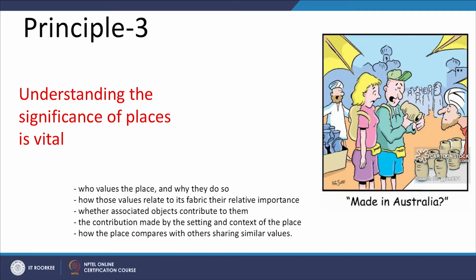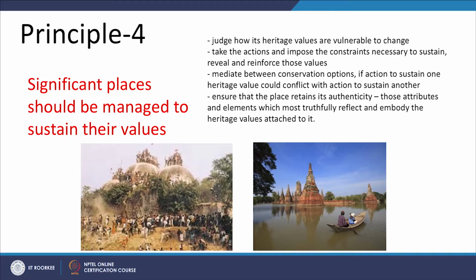The contribution made by the setting and the context of the place, and how the place compares with others sharing similar values. For example, I just told you how Chanderi, Benares, Venkatagiri and Kanjipuram are all known for sari making, but they still compare themselves by their own unique determinants. Significant places should be managed to sustain their values.